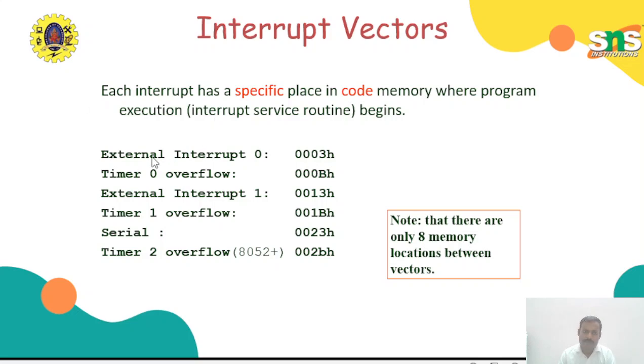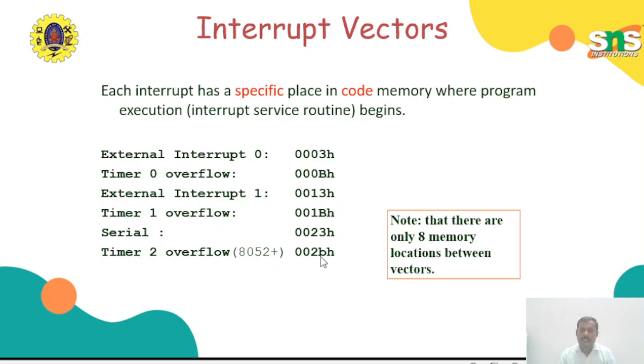Look at this. For each interrupt we specify some location. External interrupt 0 uses 0003H. Timer 0 uses 000BH. External interrupt 1 uses 0013H. Timer 1 overflow uses 001BH. Serial interrupt uses 0023H. Timer 2 is not available in 8051, but if you go with 8052, it is available, and it uses 002BH.